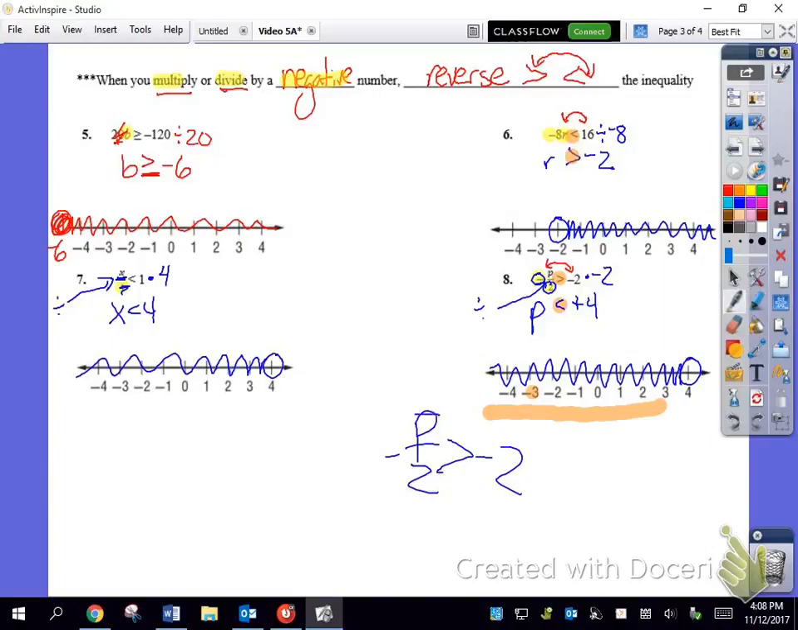I'm going to put negative 3 in for p. Okay, so I'm going to put that in right there for negative. So I have the negative, and I have negative 3 over 2 greater than negative 2. I want to see if that's true or not.